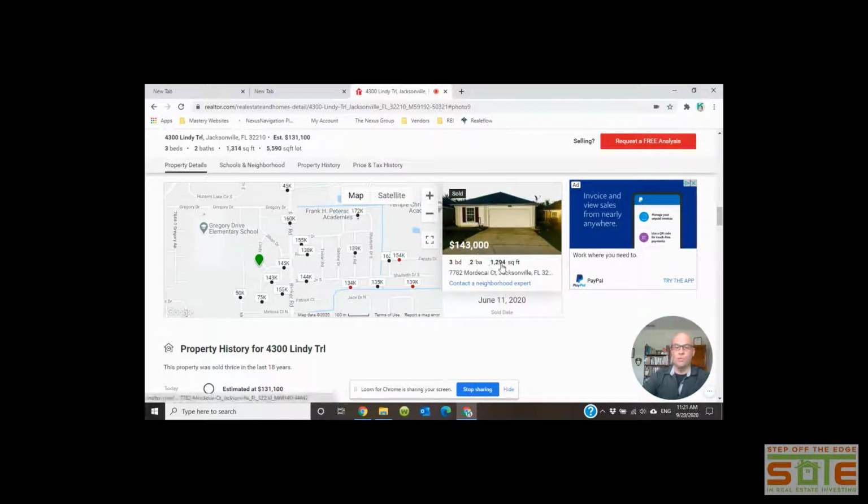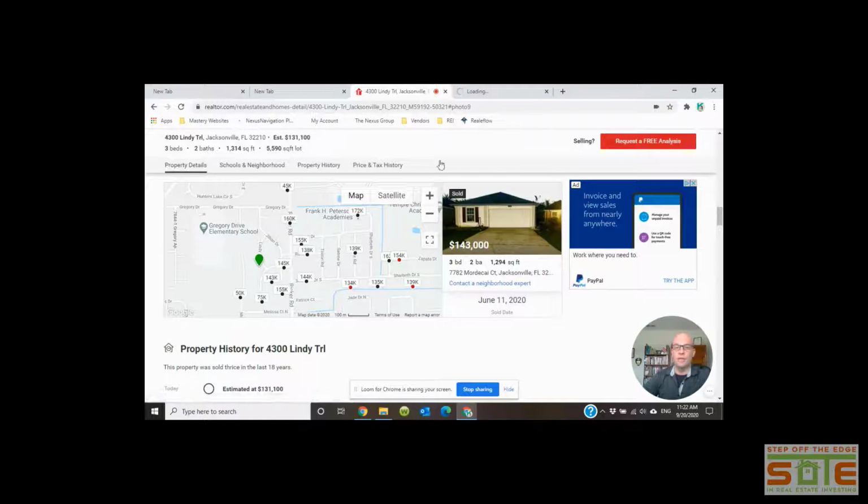We can see this property has approximately the same square footage, 1,294 versus 1,314. Both of them 3 bedroom, 2 bathrooms. Was sold for $143,000 on June 11, 2020. The key here is to find comparables that are within 3, perhaps no more than 6 months of the date sold, but ideally 3 months or less. And also the same characteristics as far as bedrooms, bathrooms, and plus minus 200, 250 on the square footage.